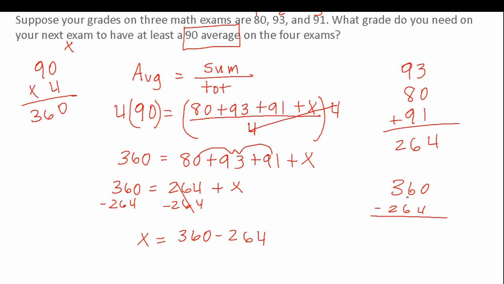0 minus 4 we can't do. We have to borrow. This becomes 5. This becomes 10. 10 minus 4 is 6. 5 minus 6 we can't do. We have to borrow. This becomes 2. This becomes 15. 15 minus 6 is 9. 2 minus 2 is 0. Therefore, we know x is 96. In other words, to have a 90 average on the 4 exams, you must score a 96 on your 4th exam.